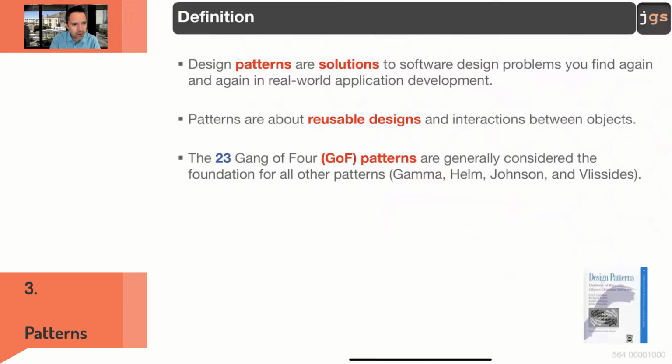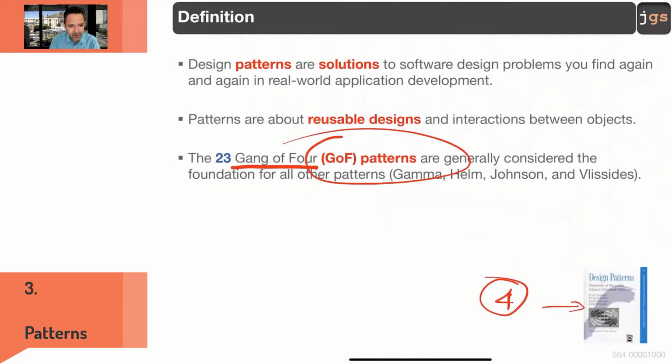We're going to be working with what are called the GOF patterns, the Gang of Four patterns. You will notice this book has 4 authors, and they are the Gang of Four. They propose 23 patterns, 23 good solutions, 23 ways to solve 23 particular problems that work well. Now, let me be clear.